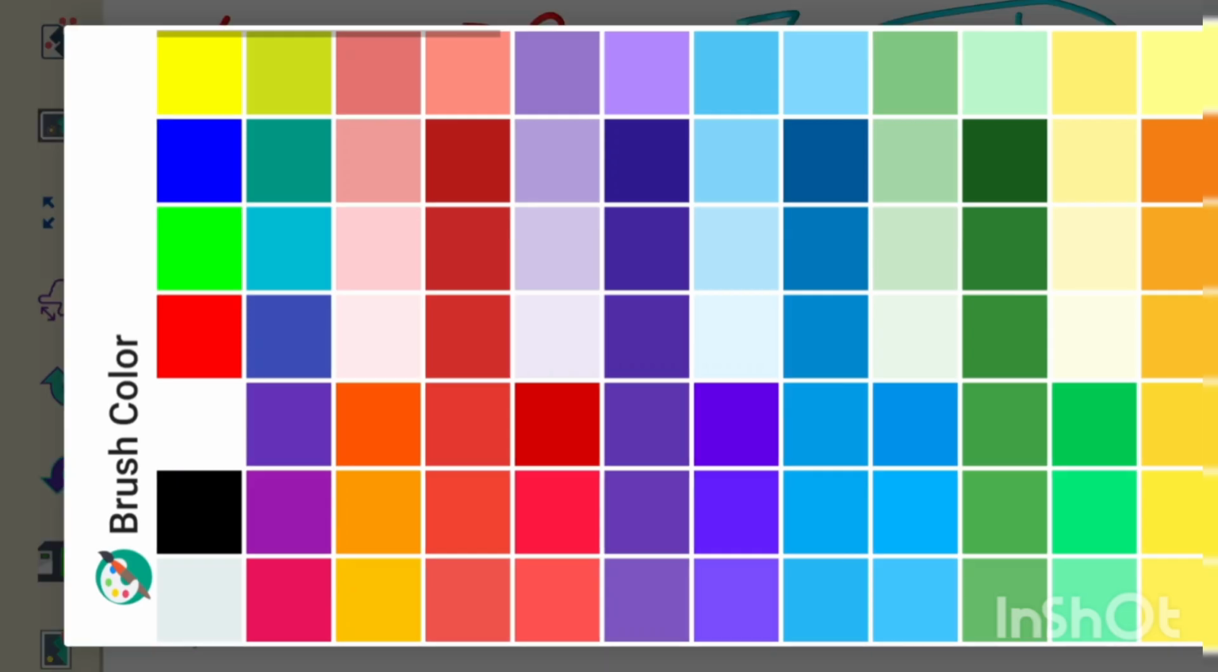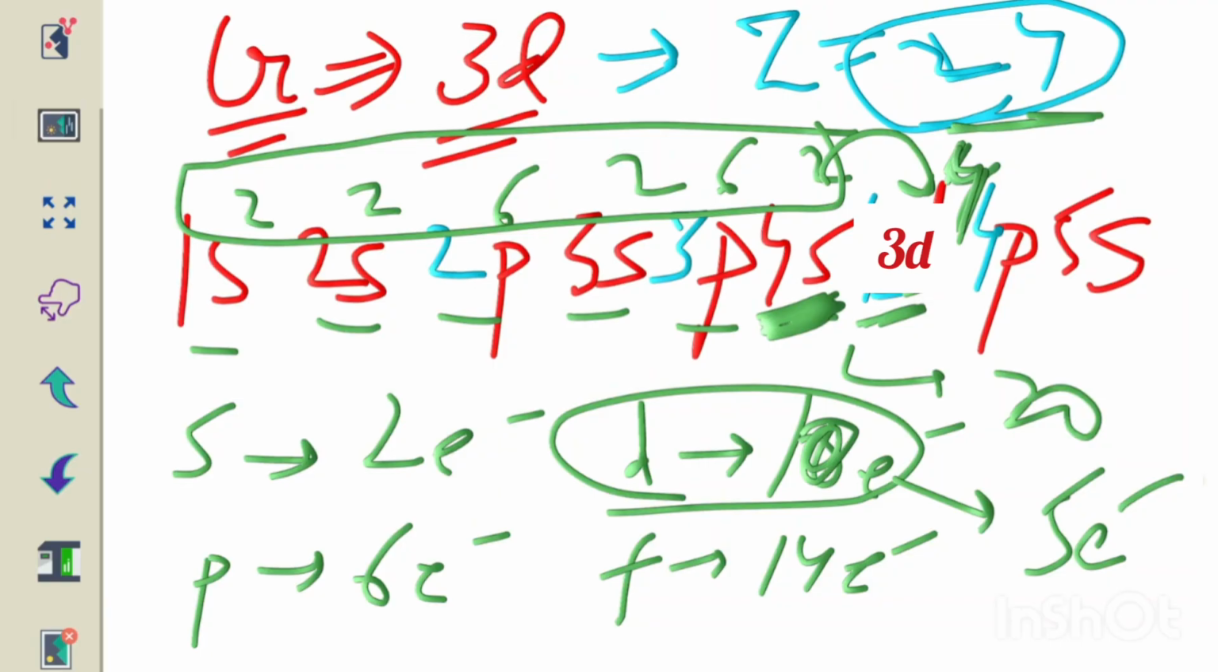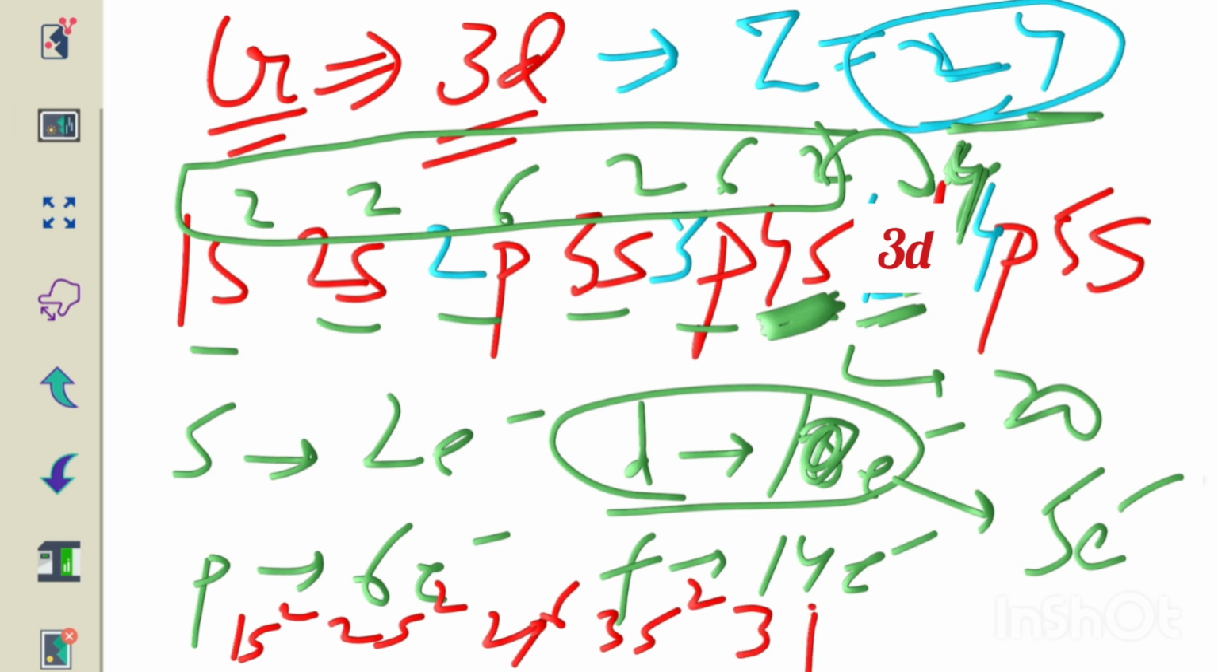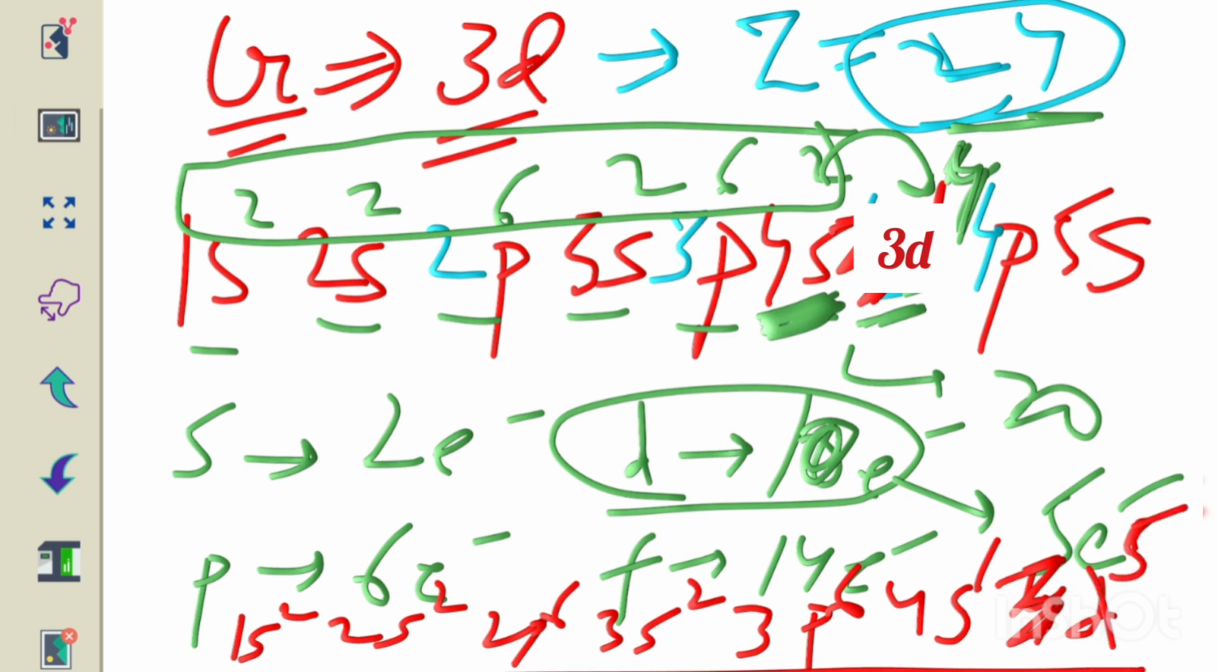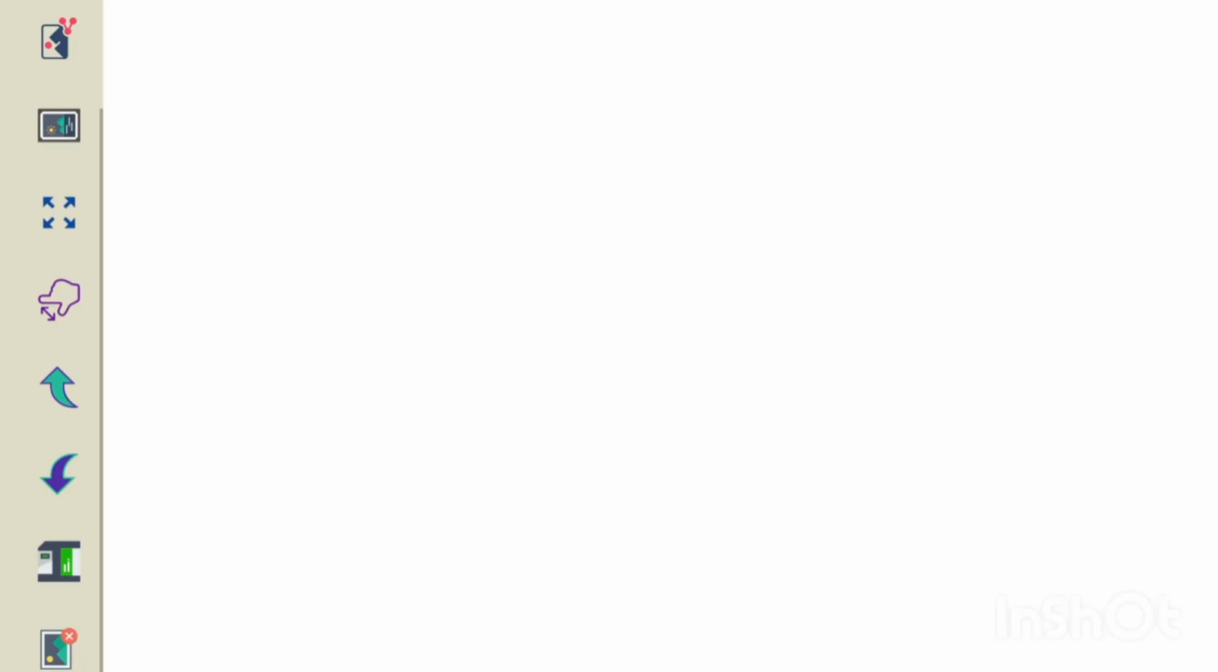The configuration will become like this: 1s2, 2s2, 2p6, 3s2, 3p6, 4s1 and 3d. Sorry, here we have to write 3d5. So this will be the electronic configuration for chromium. Right, I hope this is clear to all of you.